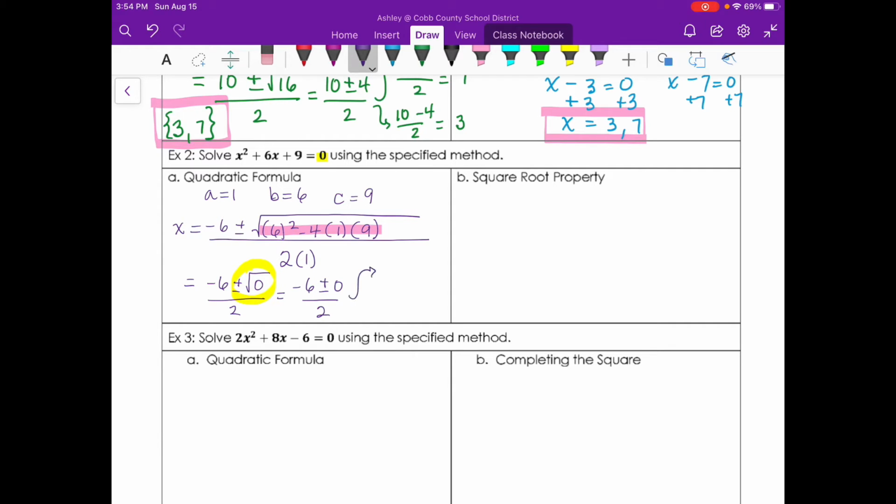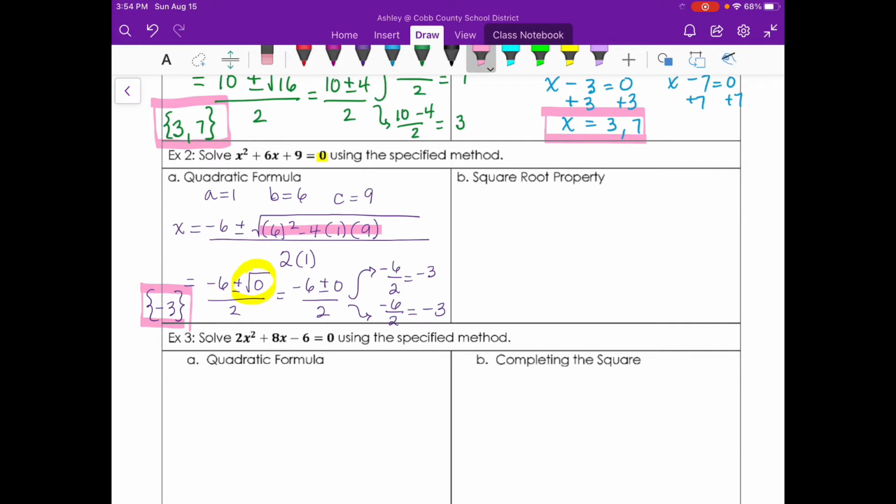And when I go to do my plus or minus, -6 plus 0 is -6 divided by 2, which is -3. And then -6 minus 0 is -6 divided by 2, which is also -3. So we got the same answer twice. So this equation has what is known as a double root, the same answer twice.